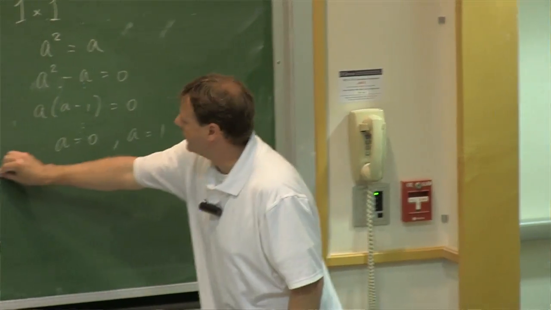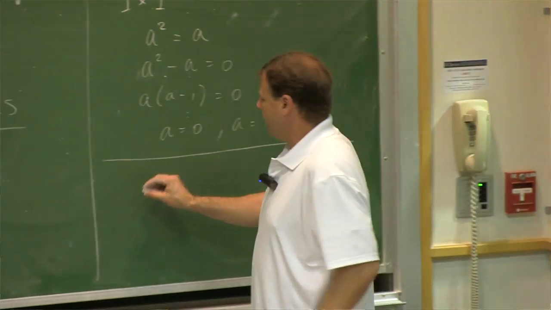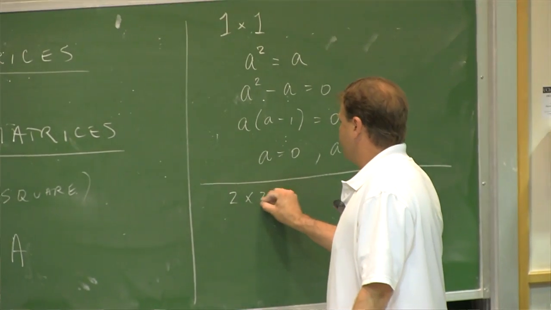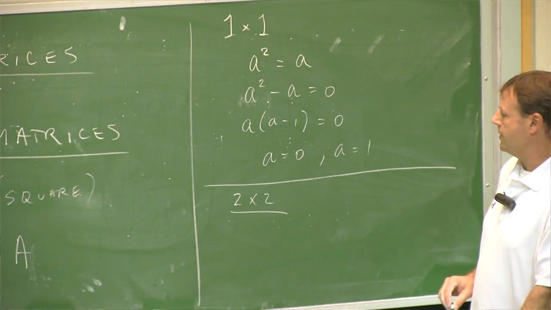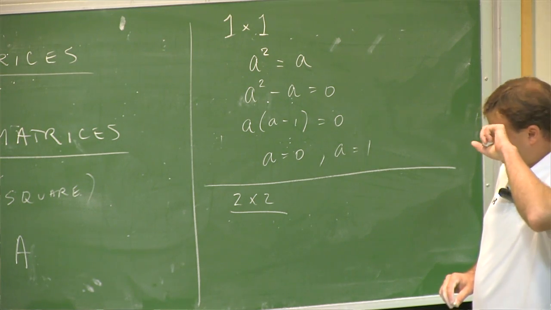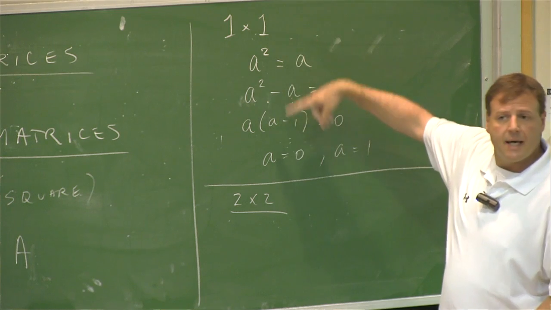So that's the 1 by 1 case. Well, let's just go to 2 by 2, for instance. We could do 3 by 3, but we'll start with 2 by 2. So for a 2 by 2, we're still going to have this case.